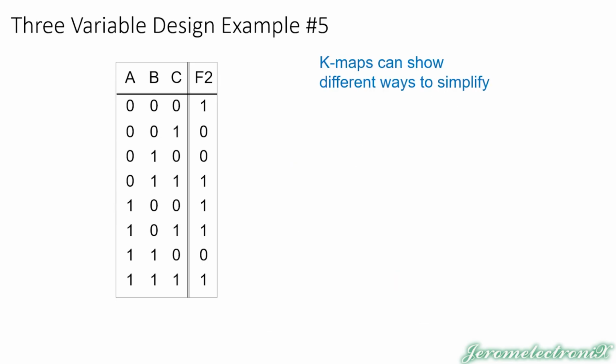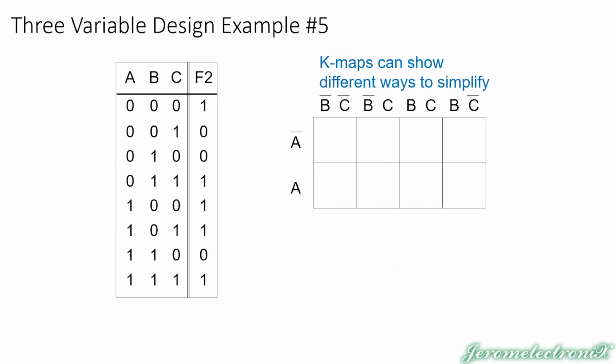Okay. So K-maps can show different ways to simplify, and I want to demonstrate this now. This is example number 5. Fill in your example number 5. Pause the video if you need more time to do that. And I'm starting to number the cells. Well, the A is the first variable, and it's on the side, so the numbers are going to number away from A. 0, 1, skip 2, 3, 4, 5, skip 6, go back 7. So we numbered them correctly.